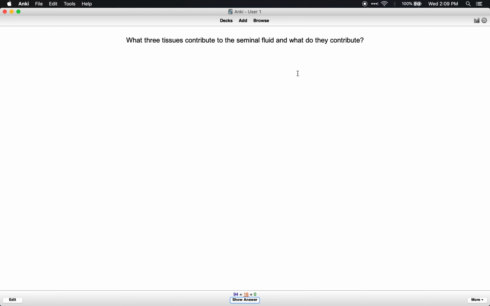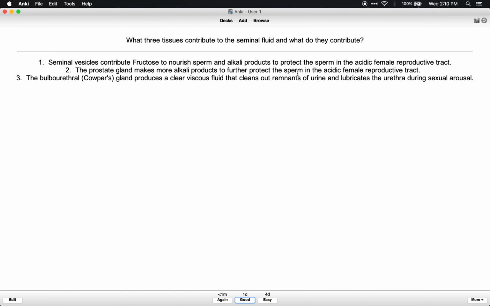What three tissues contribute to seminal fluid, and what do they contribute? We have the seminal vesicles, which secrete fructose to nourish the sperm, and alkaline products to protect the sperm from the acidic female reproductive tract. We also have the prostate gland, which secretes an alkaline product to protect the sperm cell from the female reproductive tract, which is acidic. Finally, we have the bulbourethral gland, or Cowper's gland, which secretes a viscous and clear fluid that cleans out the urethra and urine during sexual arousal.